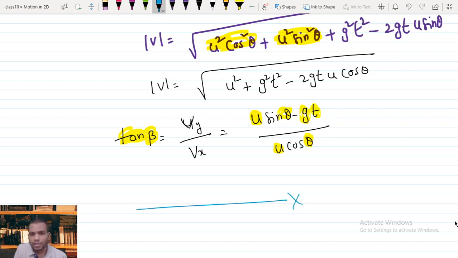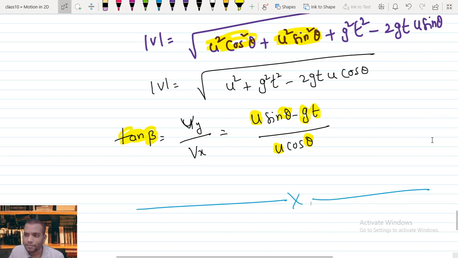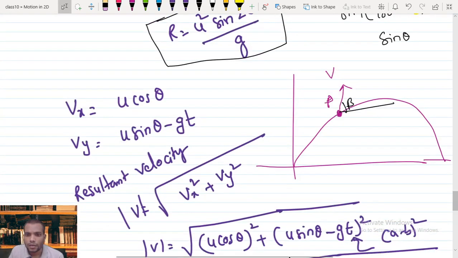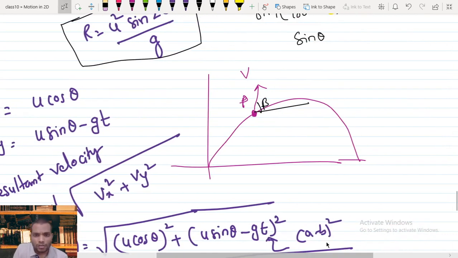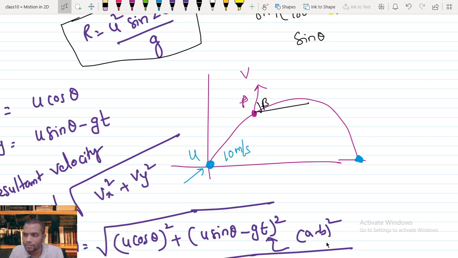And what about the velocity of the projectile at the end? It means, I launch a projectile with an initial velocity u from here. What would be the projectile velocity by the end? Suppose you launch a projectile with initial velocity 10 meters per second, what is the final velocity here?